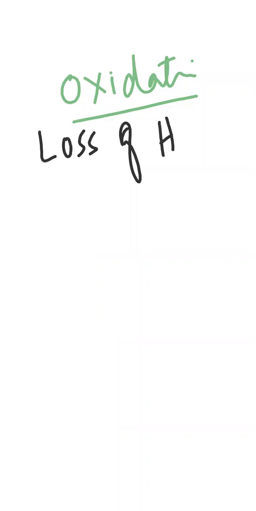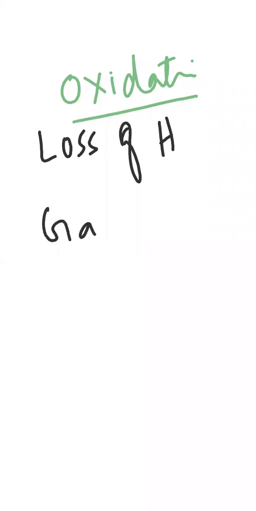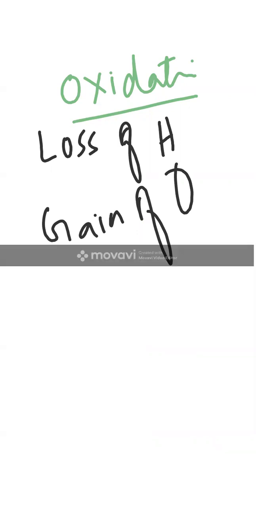Oxidation means loss of hydrogen. We have two types of reactions now. Every reaction could be either oxidation or reduction, or redox, which means there could be both oxidation and reduction. But what is oxidation and what is reduction? Oxidation means loss of hydrogen. Gain of oxygen is oxidation. You can see if something is gaining oxygen or hydrogen, or losing hydrogen. These are the hydrogen and oxygen.